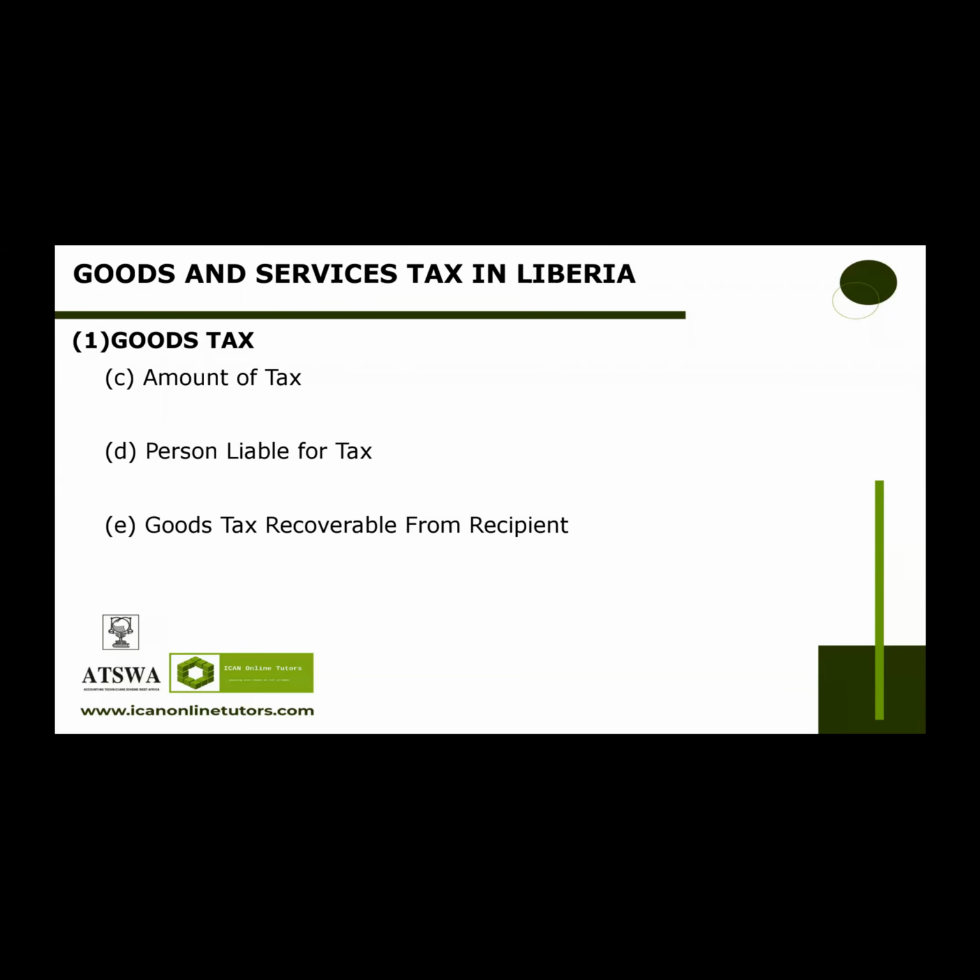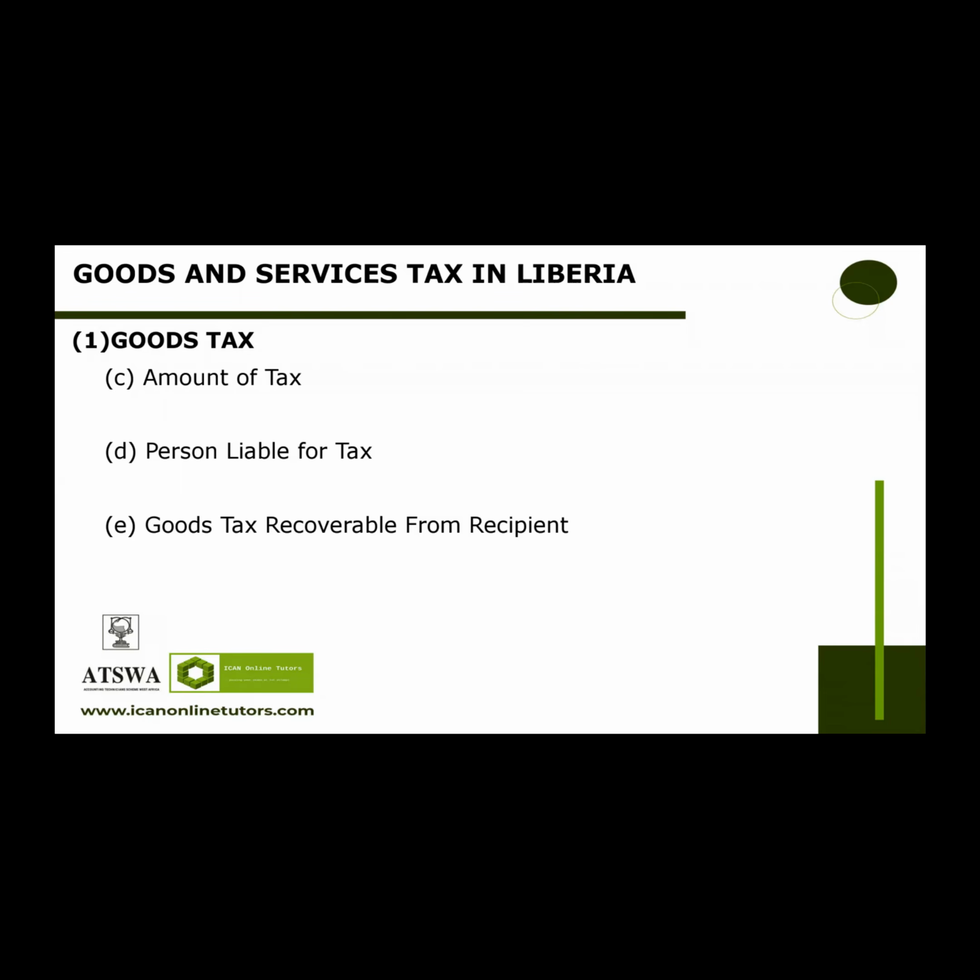Person liable for tax. For taxable supplies, tax payable on a taxable supply is to be accounted for by the registered manufacturer making the supply to the minister, while the importer, where the importer is not the registered manufacturer, accounts to the minister. Therefore, the goods tax is recoverable from recipients. The goods tax payable by a registered manufacturer is recoverable by the manufacturer from the recipients of the supply.